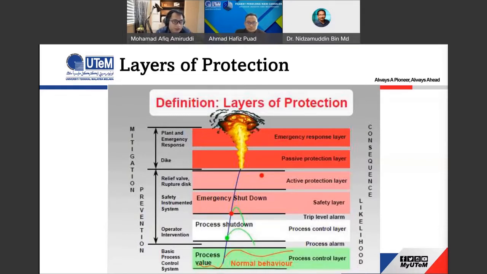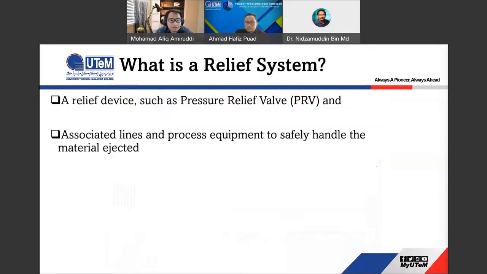I think most of the industrial sector knows this layer of protection, and most safety officers and safety supervisors know it and are very aware of it. So this is the main idea that we want to share with you guys this morning.